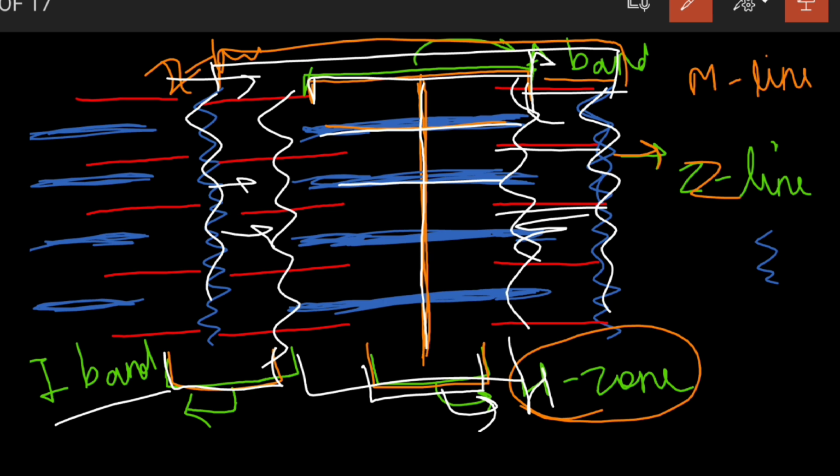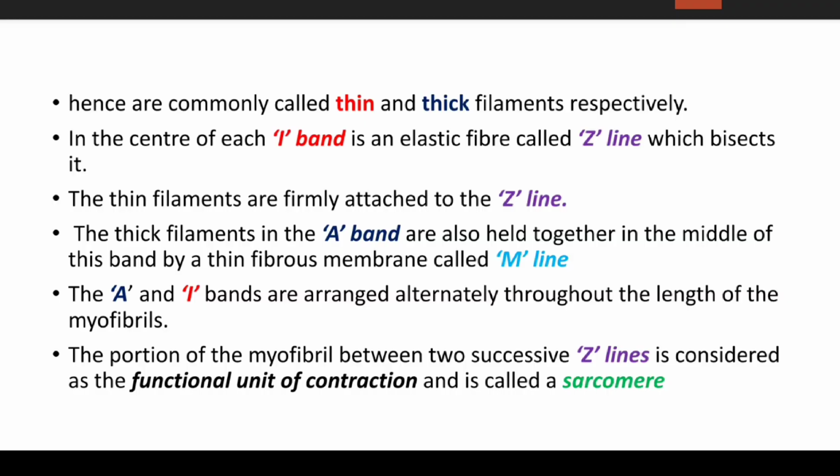And the H zone which is present will also get decreased during the contraction of the muscles. Hence they are commonly called thin and thick filaments respectively. In the center of the I band is an elastic fiber called the Z line, which bisects it. So the thin filaments are firmly attached to the Z line.